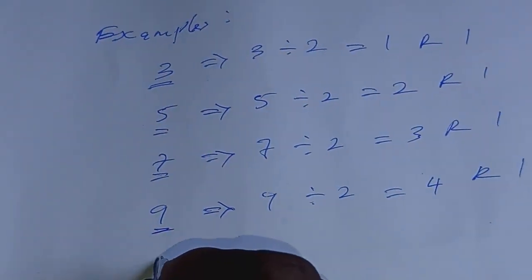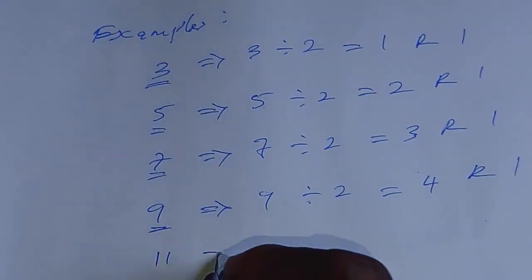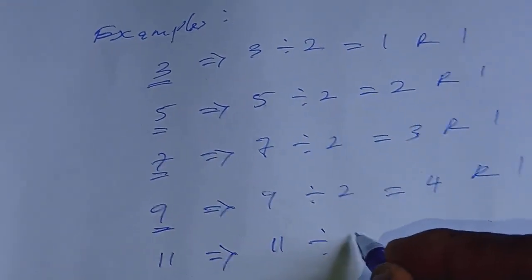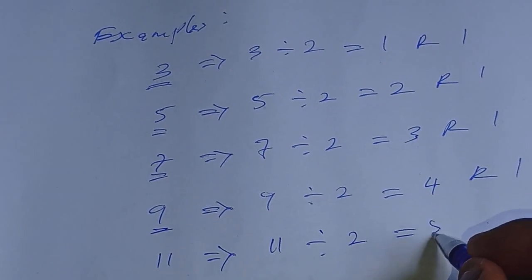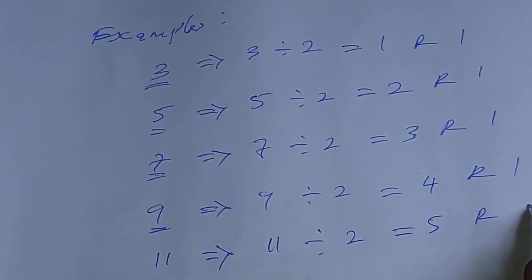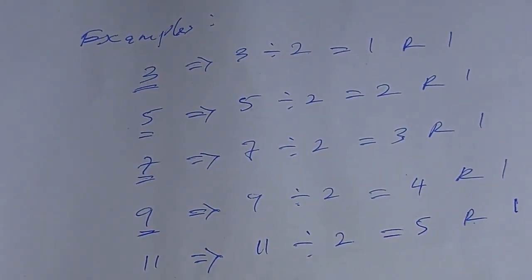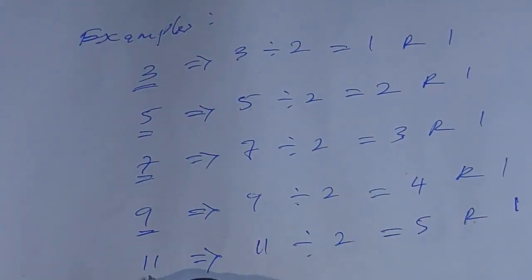It goes on and on. Now finally, let's look at 11. I think that's the next one. 11 divided by 2 will result in what? 5. That's 10, 2 times 5 is 10, and then there will be remainder 1. So 11 also is an odd number. Why? Because if you divide 11 by 2, you will get 5 remainder 1. So any number you use 2 to divide and you have a quotient and a remainder of 1, then that number is an odd number.